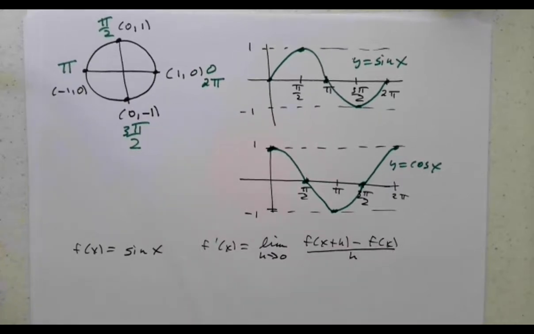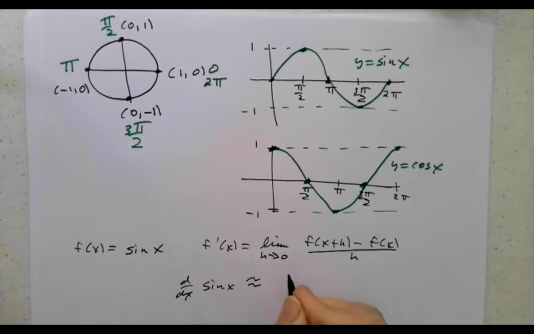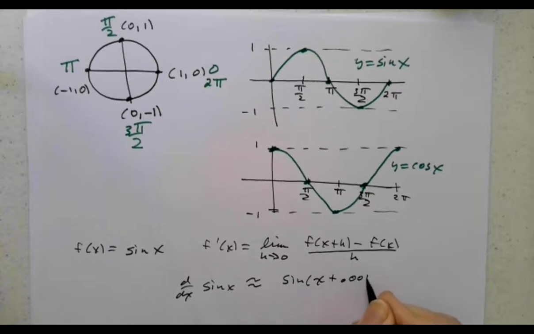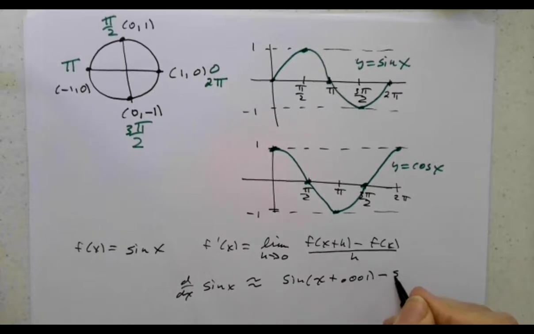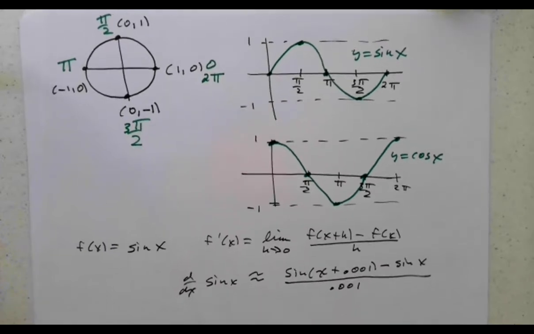Well, knowing that, then, my derivative of sine is approximately what? My derivative of sine x would be approximately sine of x plus some small number, I'm going to use 0.001, minus sine of x, that's f of x is sine of x, of course, divided by that same small number, 0.001. This should give me an approximation for the derivative of the sine function. So let's go to Desmos and take a look at that and see what that looks like.